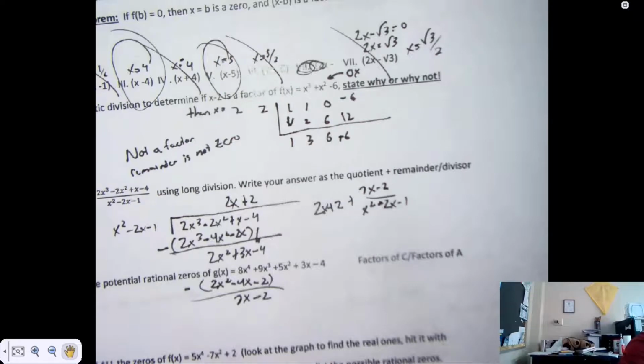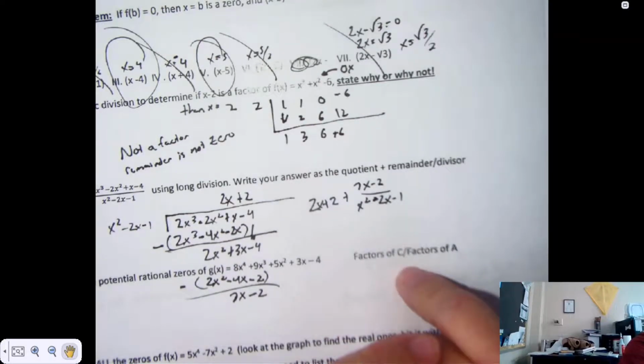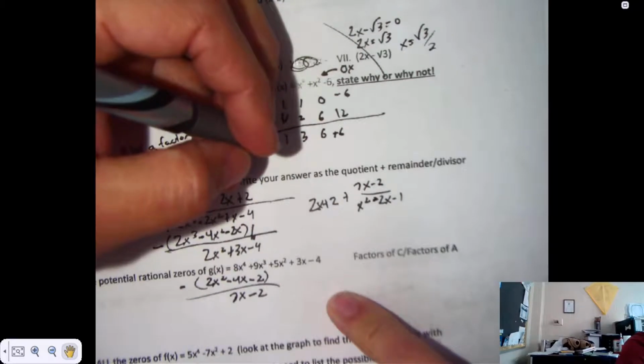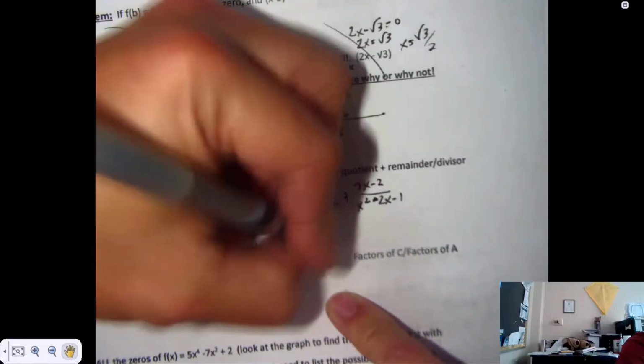Number 4 is like the give me problem. List the potential rational zeros of 8x to the 4th plus 9x cubed plus 5x squared plus 3x minus 4. Study guide says find factors of C and divide it by factors of A. That's all you do. What's C? There's C. What's A?